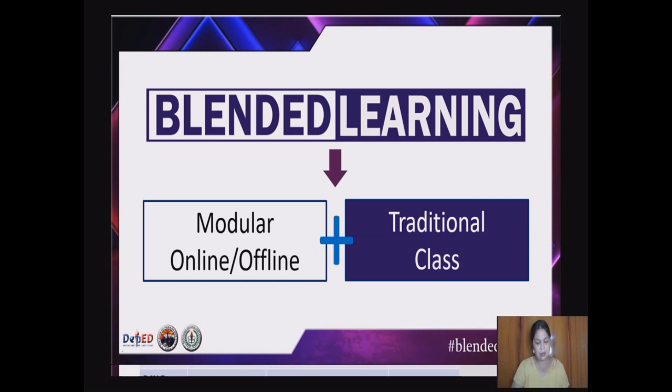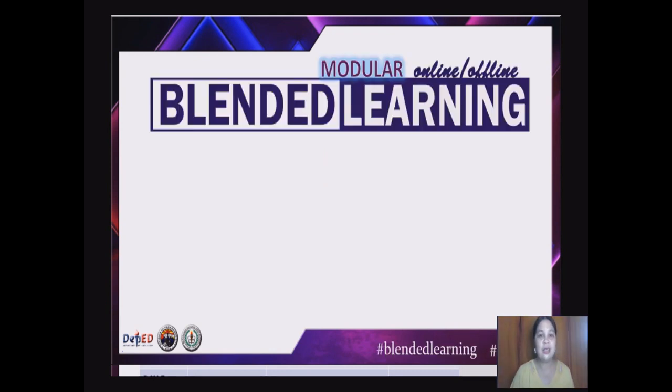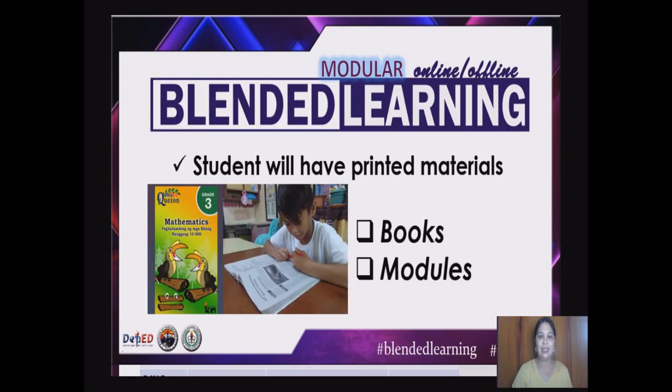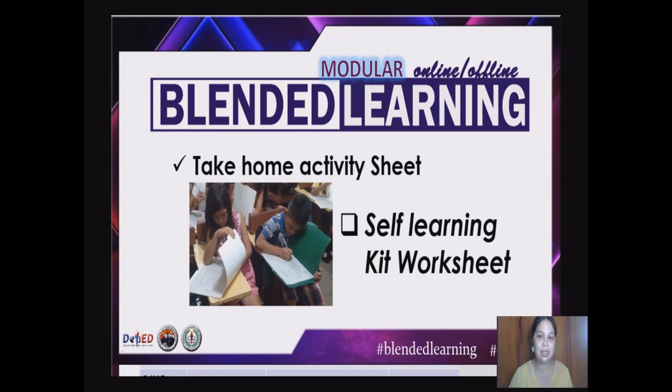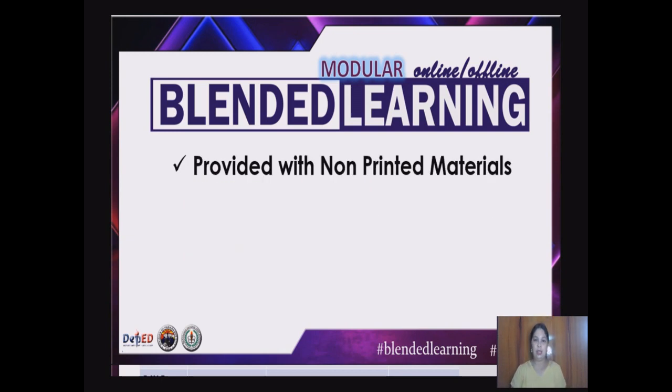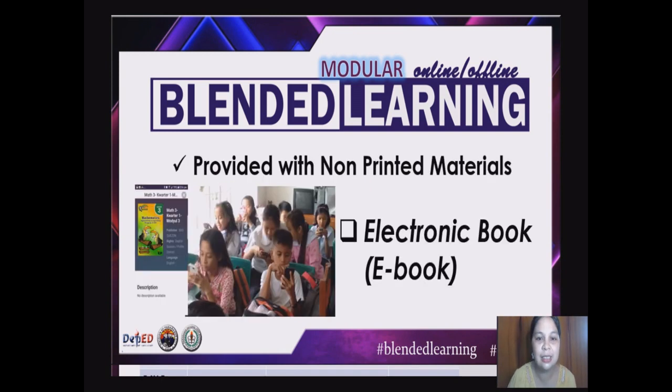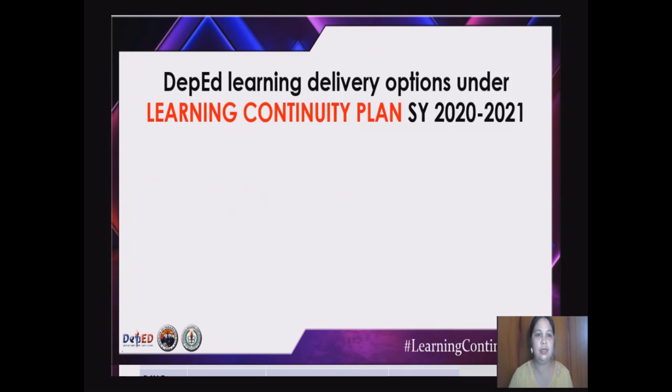So, meaning to say, since we can't afford to report in school, DepEd has given us modalities in teaching. In blended learning, students will have printed materials such as books and modules. We have take-home activity sheets, which serve as self-learning kit worksheets. We're also provided with non-printed materials, just like the e-books or the electronic book.